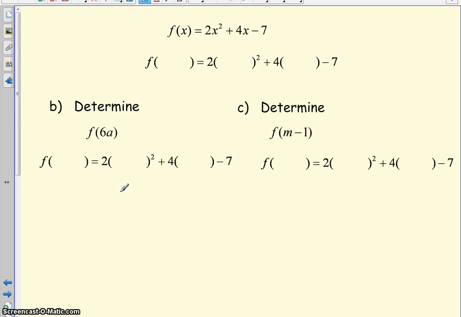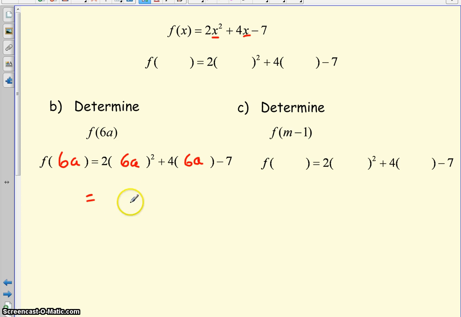Okay, so let's take it a little bit further. We're going to try the exact same thing, except now we're going to replace our input, our x, with other values. So here we're going to find f of 6a. Again, I'm just taking my independent variable, my x, and replacing it with 6a. So everywhere in the equation where I see an x, I'm replacing it with 6a. This is going to be 2 times 6a all squared plus 4 times 6a minus 7. And all that's left here is to try and simplify this further.